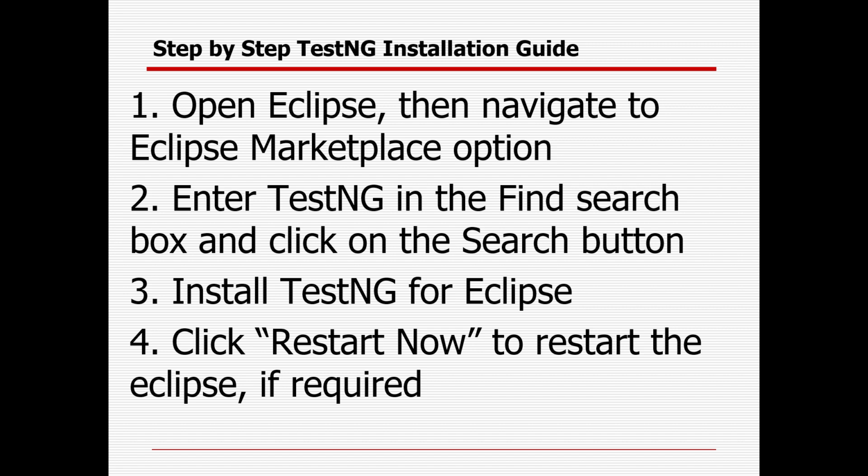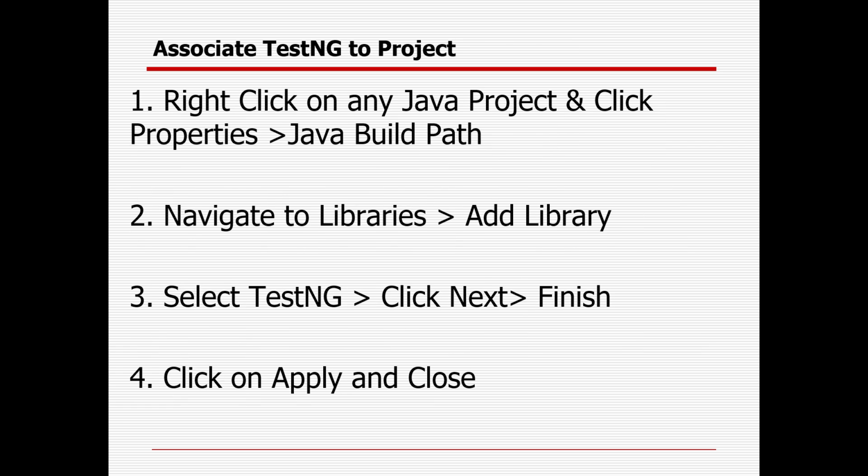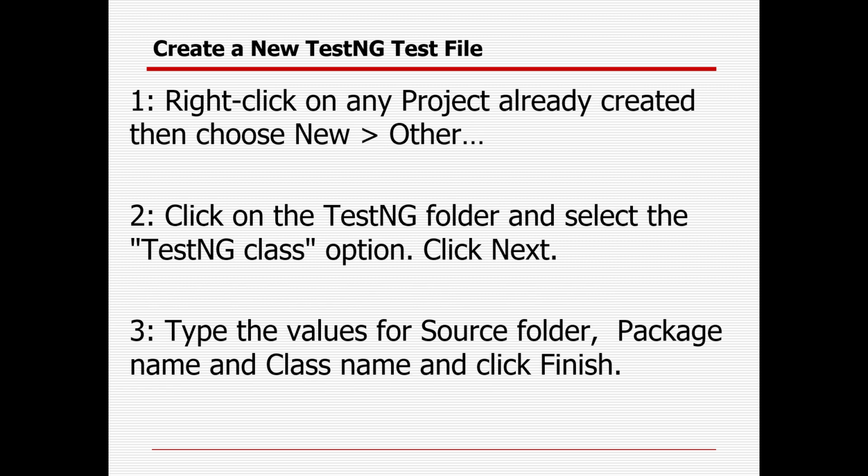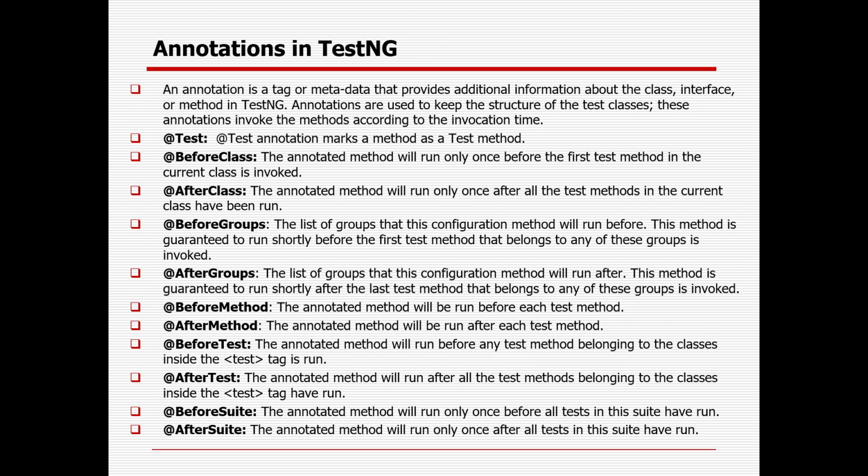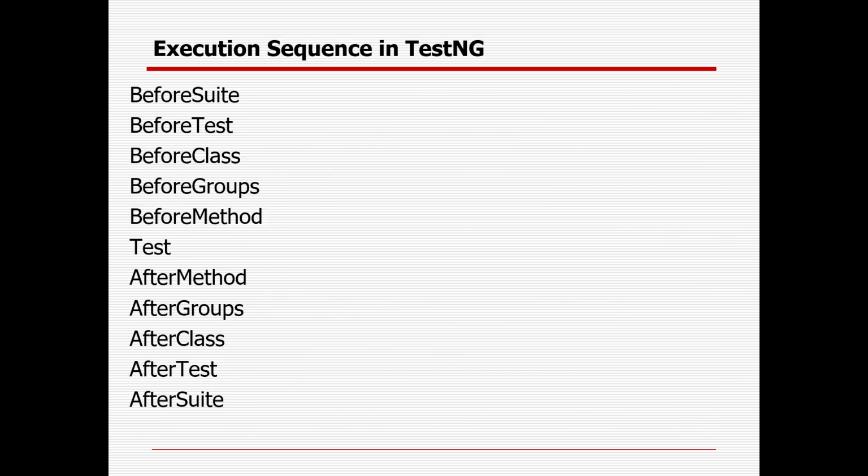Okay, so for installing TestNG, first you need to go to the Eclipse Marketplace, search for TestNG, add it to your Eclipse, and restart your Eclipse. After that, you need to create a project, associate the TestNG library with your project, and then you can create a TestNG class, and after that you can use all the available annotations. The order of the annotations will be before suite, before test, before class, before groups, before method, then test will come, after method, after groups, after class, after test, and after suite.